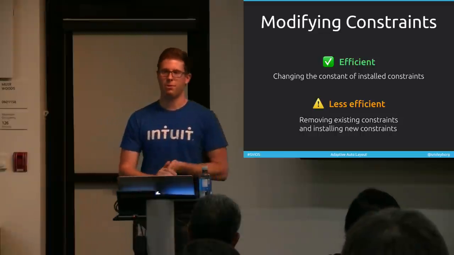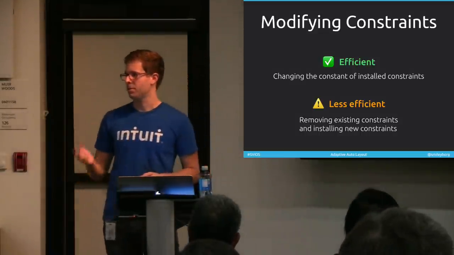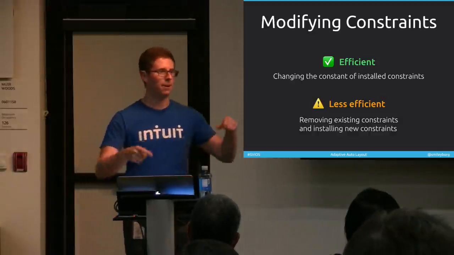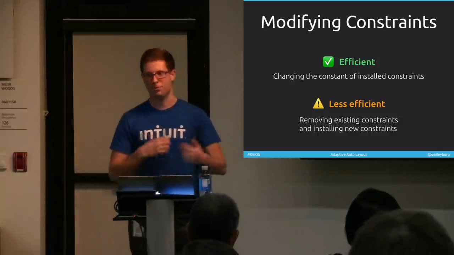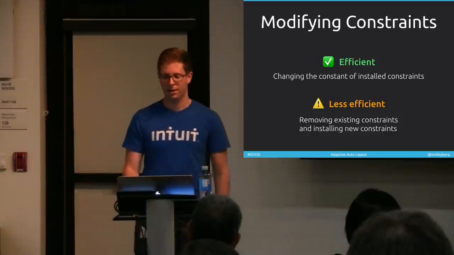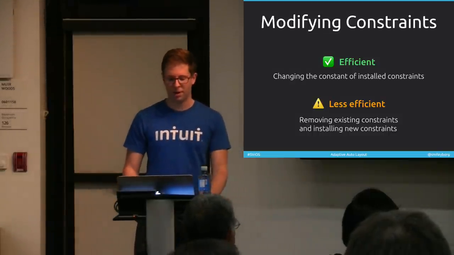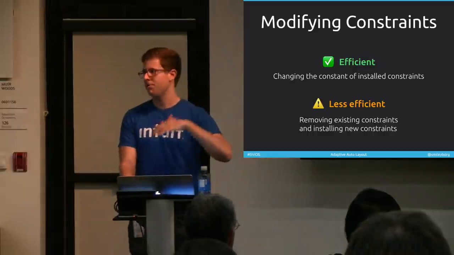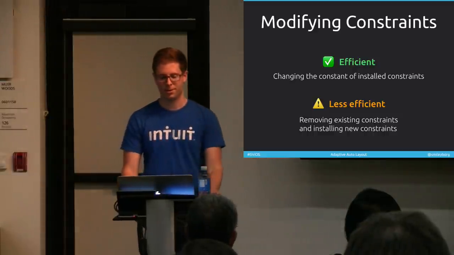That can especially happen when you start using auto layout in things like table views, which of course can be scrolled very quickly, which can cause a lot of new cells to be coming on screen, a lot of new views, and a lot of new layout work to be done. So if possible, you want to mess with the constants, and only if you need to, remove and re-add constraints.